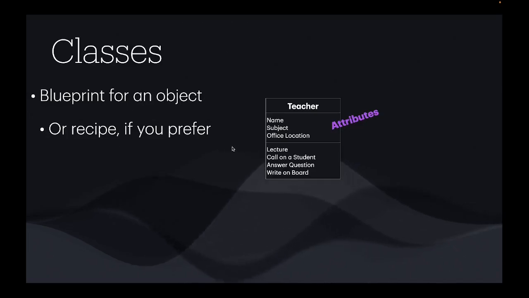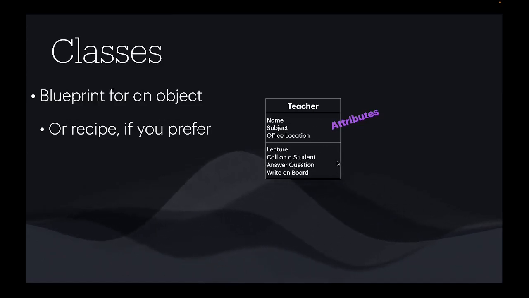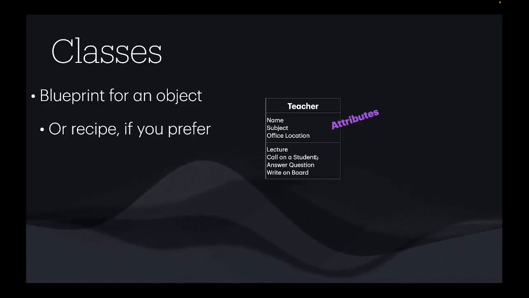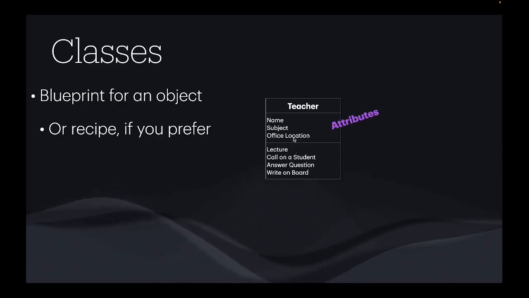Okay, so attributes are all of these pieces of information that we associate with a teacher. And below that are all of the things that the teacher can do or that we can do with the teacher. So lecture, call on students, write on the board, etc., etc. These are all, for the most part, verbs, right? So the teacher can lecture, the teacher can answer a question. A teacher can't office location. So office location doesn't make sense down here.